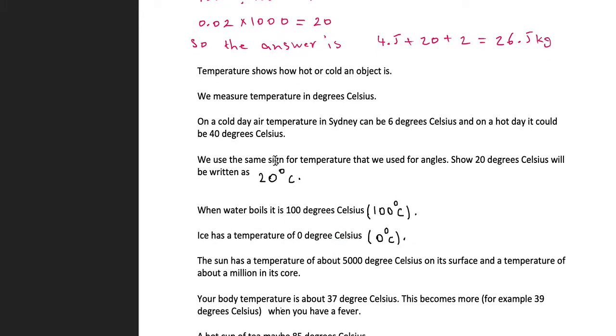So the sign we use to show degrees Celsius is the same sign we use for degrees in angle. So if you want to write 20 degrees Celsius, you write 20 with a degree sign. That sign means degrees Celsius.